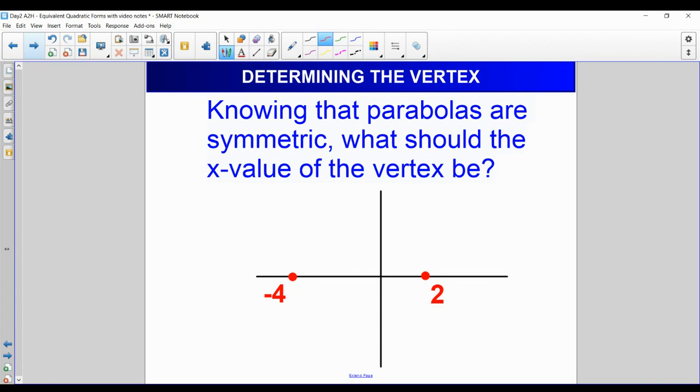All right, so knowing that parabolas are symmetric, what should the x value of the vertex be? Well, the x value of the vertex is going to be on the line of symmetry, and the line of symmetry is going to be halfway between. So if we see that those are 6 apart, we know that the line of symmetry is going to be at x equals -1. So we know that the vertex is going to be at -1 something, and we can plug in to find that value.